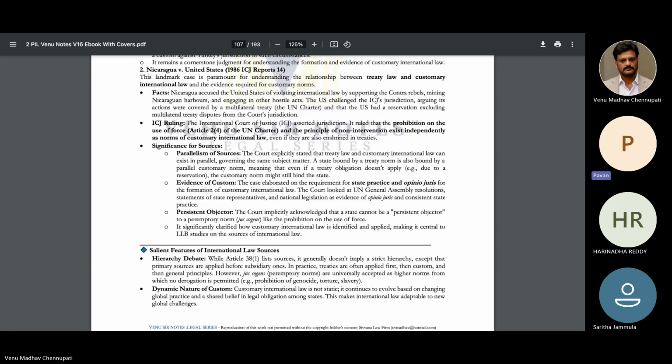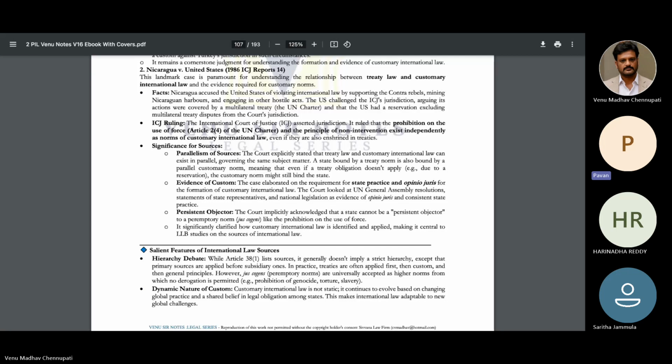Significance for sources: parallelism of sources. The court explicitly stated that treaty law and customary international law can exist in parallel, governing the same subject matter. A state bound by a treaty norm is also bound by a parallel customary norm, meaning that even if a treaty obligation does not apply due to a reservation, the customary norm might still bind the state.